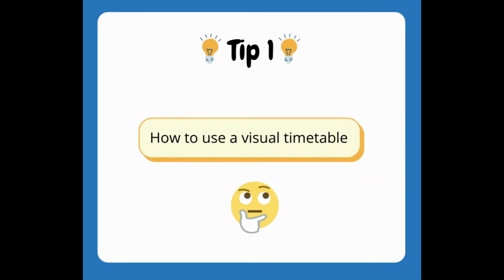Helping our children to understand what is happening in the day can help them to feel calmer, understand their routine, and can help them to transition between activities. Us adults also like to do this. I need to have my diary and my to-do list so that I know what's happening each day. And our children are the same. So in this video, I'm going to share 4 tips with you about visual timetables.